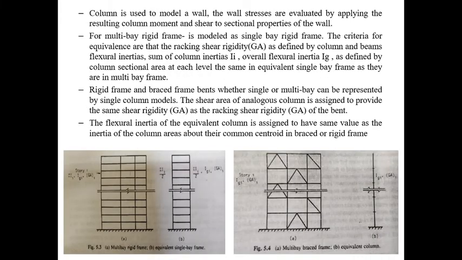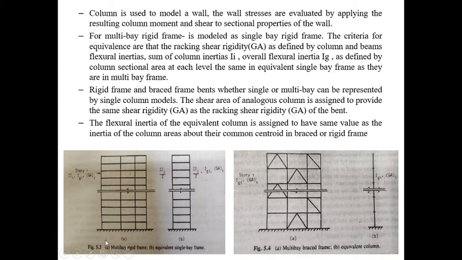Next is the column which is used to model the wall. When you represent the wall by a column, the wall stresses will be calculated by applying the resulting column moment and shear. So whatever column moment and shear there is will be applied for the wall stresses.